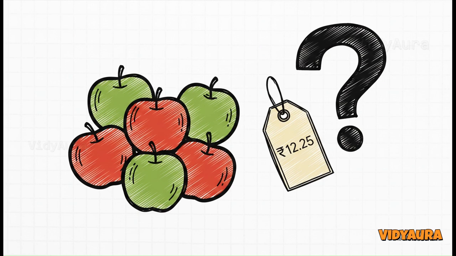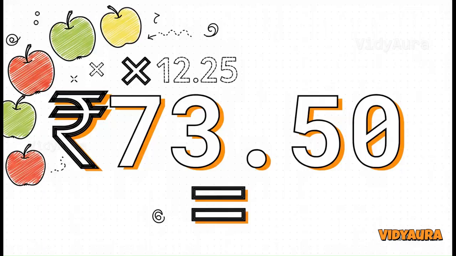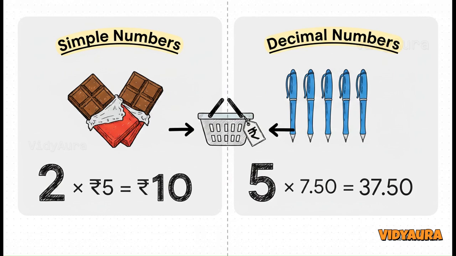So Mrs. Sharma is buying 6 apples, and each one costs 12 rupees and 25 paise. Let's crunch these numbers. 6 apples times 12.25 rupees, and our total is 73 rupees and 50 paise. See? Decimals are no big deal at all once you have that core formula locked into your brain. So let's just put this side by side for a second. On the left, we've got simple whole numbers with the chocolates, and on the right, we've got those decimal numbers with the pens. The answers look different, sure, but the way we got there, quantity times price, is identical. That's the real power of this super simple rule.